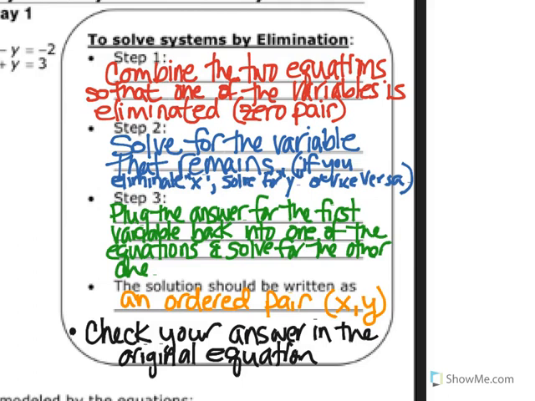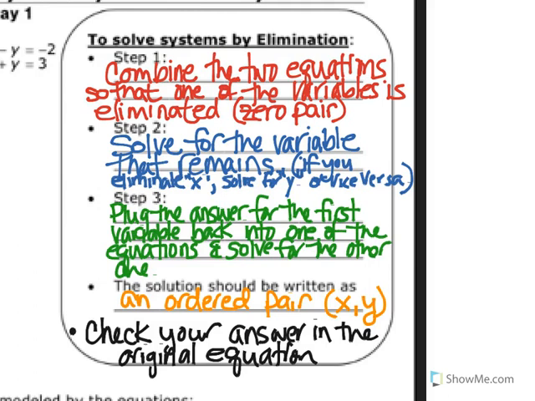It becomes a zero pair and disappears. Step 2, solve for the variable that remains. So if you eliminate x, then you're going to solve for y, or vice versa. Step 3, plug the answer for the first variable, the one that you just solved for, back into one of the equations and solve for the other variable. And then the solution should be written as an ordered pair, x comma y. And then I'm going to add a final step that you should check your answer in the original equation.